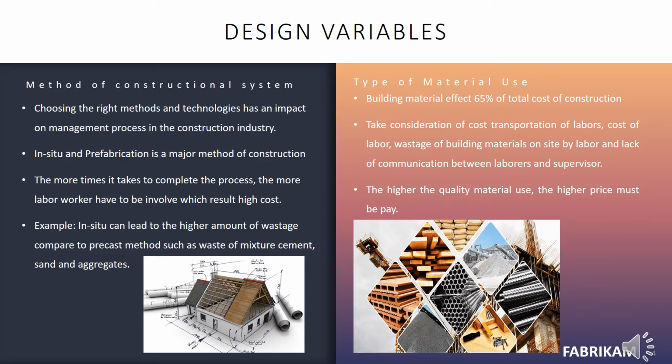Next is type of material used. 65% of total construction cost is contributed by building material because they take into consideration the cost of transportation, cost of labor, wastage of building material on site by labor, and the higher the quality of material used, the higher the price must be paid by the developer.